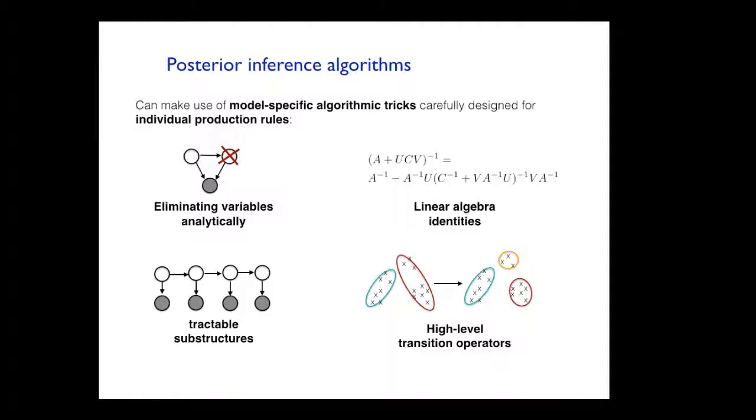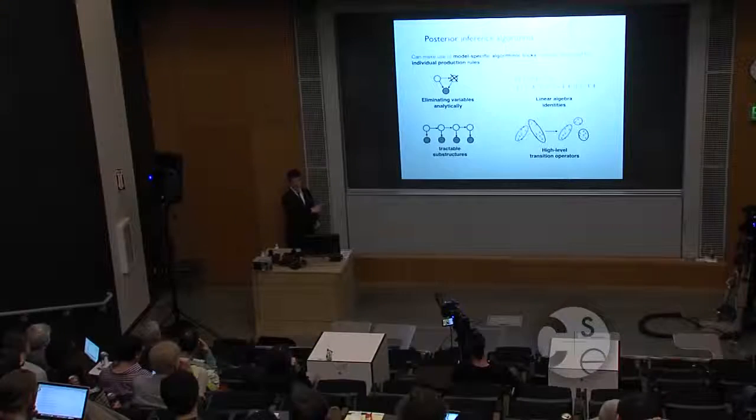And so if we sit down to write special purpose algorithms for inference in a lot of these models, the tricks we might come up with would be things like eliminating variables analytically in order to simplify the problem and to help things move around the space more quickly. We might apply various linear algebra identities in order to avoid computing inverses of large matrices. We might identify tractable substructures in the problem, which can be solved exactly. Or finally, we can define high-level transition operators, which would perhaps split and merge different clusters. And so these are all tricks that we might come up with when implementing algorithms for specific models. But because our space is defined compositionally in terms of production rules, we can actually apply these in a flexible way across a wide variety of different models.